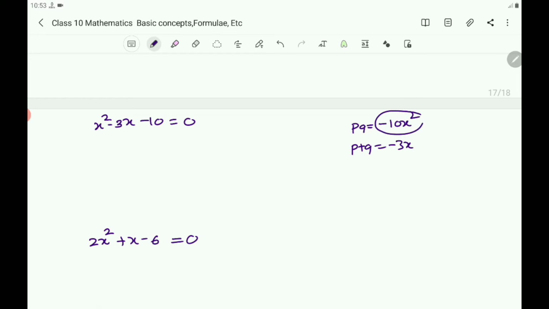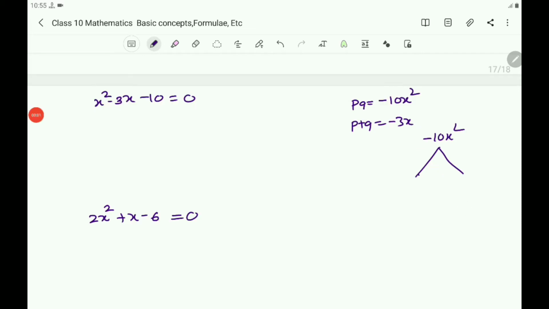Here you have to verify in which table 10 is there. Negative means the factors have different signs, and you take the difference. For minus 10x square, that is in the table of 5 and 2, so you can have minus and plus. Then the factors are minus 5x and 2x. You know that minus 5 into 2 is minus 10, and also minus 5 plus 2 is minus 3. Then you write x square minus 5x plus 2x minus 10 equals 0.